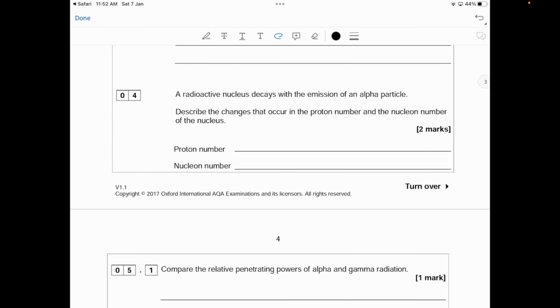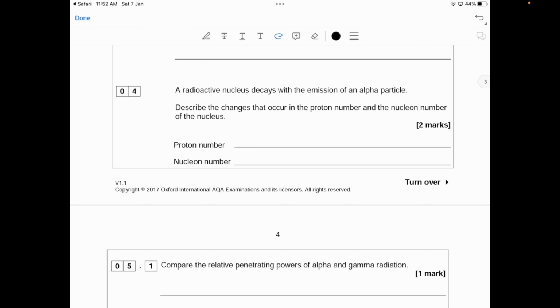A radioactive nucleus decays with the emission of an alpha particle. You have to describe the changes that occur in the proton number and the nucleon number of the nucleus. So the proton number is going to go down, which is going to be 2. The nucleon number is going to be 4. You can put negative 2 as well, or down 4, or negative 4 as well. That should be alright as well.